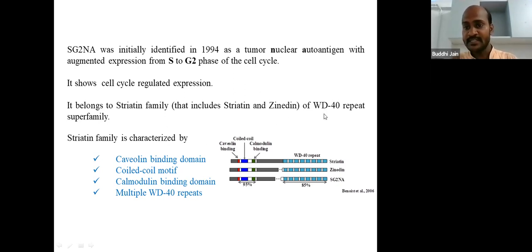Besides the presence of this WD40 domain, other domains are also present in the striatin family, like at the N-terminal, the caveolin binding domain, then the coiled-coil domain, and the calcium dependent calmodulin binding domain. So this is the domain architecture of these striatin family proteins.